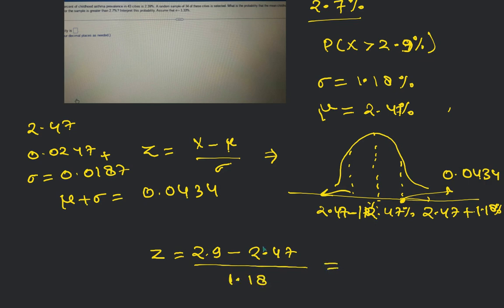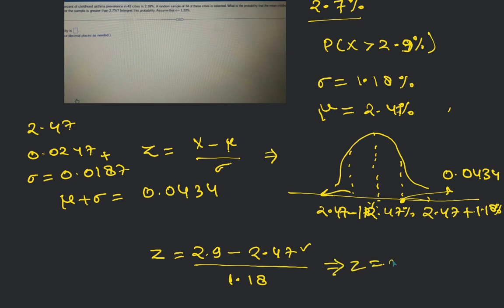So is it correct? This is the mean, right? This is the standard deviation, 1.18, yes. And the mean is 2.47, the one that is given, and the second one, where the sample has to be greater than, is 2.9. Okay, that's great. So 2.47 divided by 1.18. So I am getting the Z value.